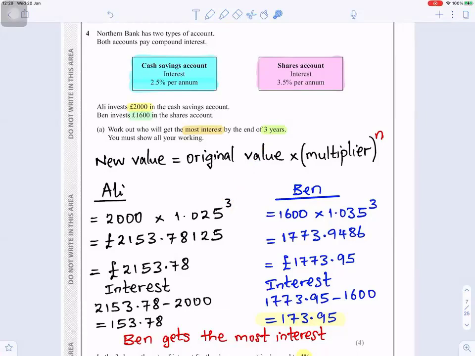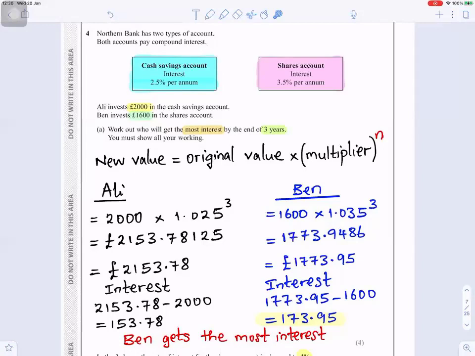And you work that out, that gives you 2,153.78. Now the interest is the new value minus the investment, minus 2,000. Interest is the new value minus the principal, the investment capital. So 2,153.78 minus 2,000, it gives you £153.78. That's the interest Ali got.